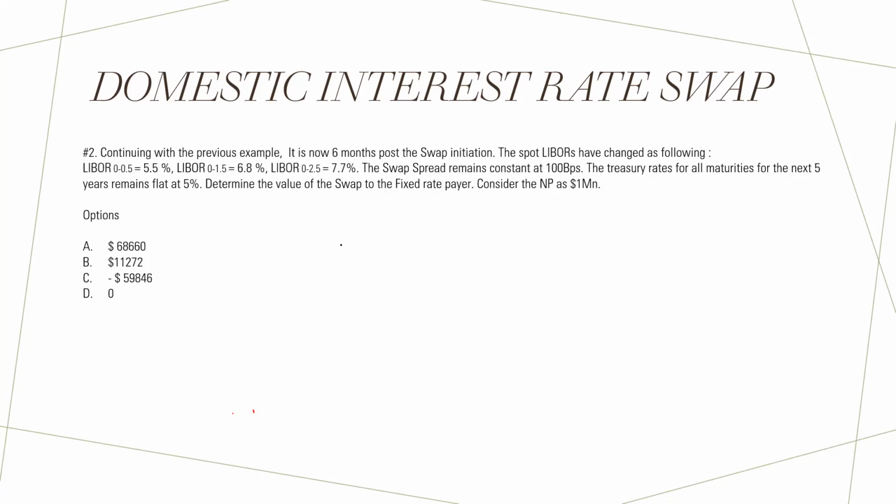The rate between 0 and 2.5 year becomes 7.7%. The swap spread remains constant at 100 basis points. The treasury rates for all the maturities for the next 5 years remain flat at 5%. Determine the value of the swap to the fixed rate payer. Consider the notional principal as $1 million.